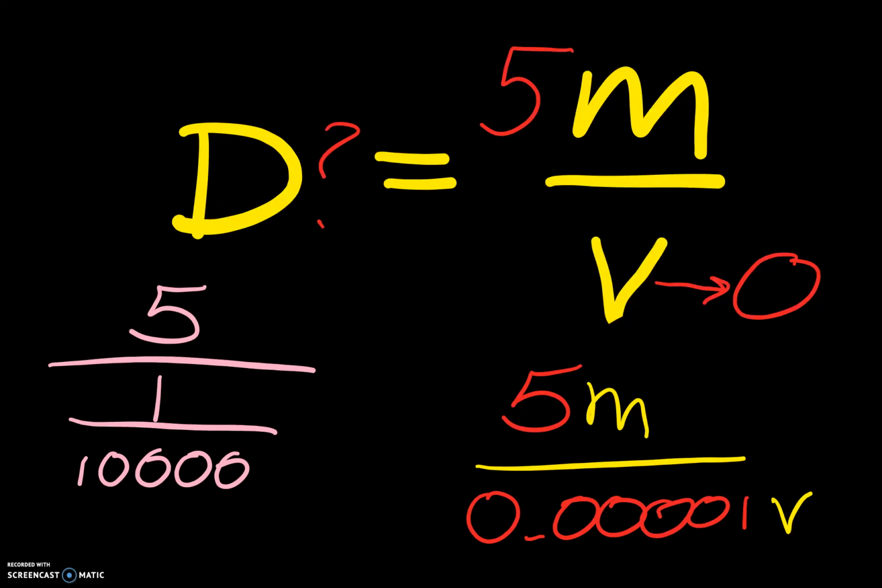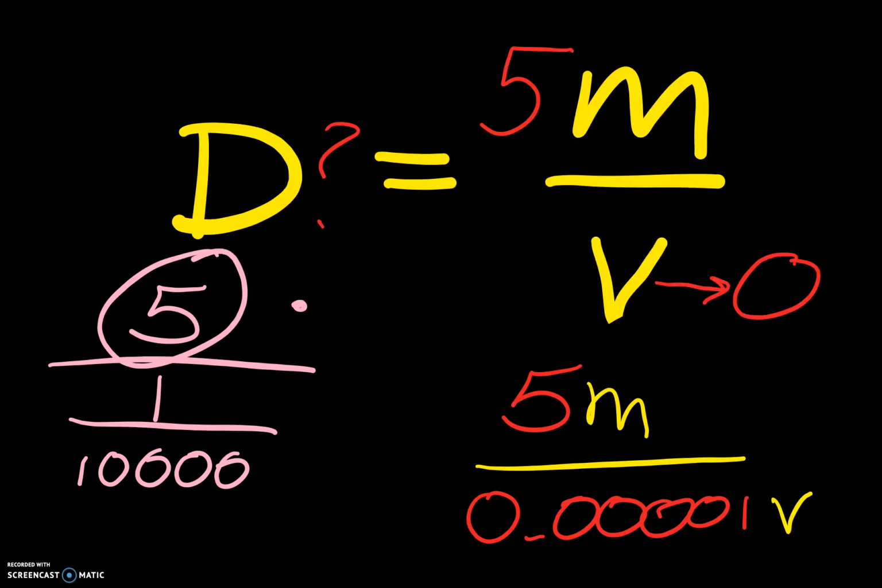The rule keep, change, flip tells us to keep the numerator, to change the division to a multiplication sign, and to flip the fraction on the bottom. So when you're dividing 5 by 1 over whatever number, you're actually multiplying 5 by that denominator. So as the 10,000, the 100,000, the million, this number keeps getting bigger.